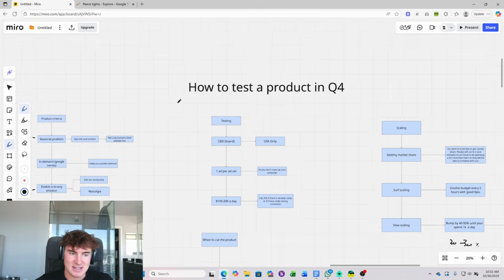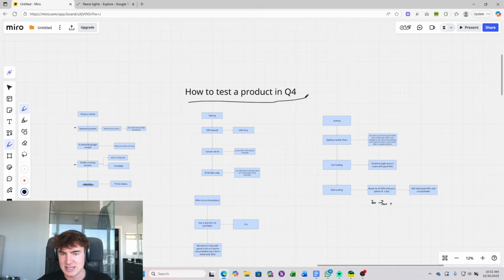So yeah, boys, that's basically my whole game plan for how I'm testing products in Q4. And as you guys can see, it's working pretty well. I hit a 2.6K day 1 using this strategy.